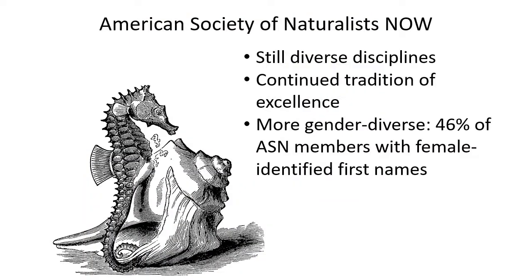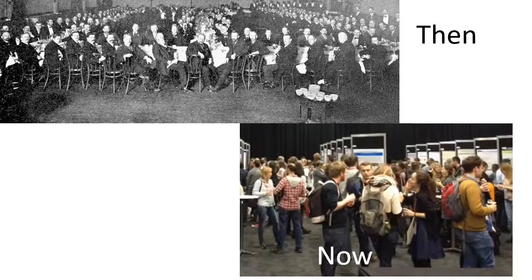And if we look at the American Society of Naturalists now, we still include a lot of diverse disciplines in our membership and our publications, a continued tradition of excellence, and we're much more gender diverse. We don't have demographics, but we're in the process of getting demographics for our society. But just from looking at first names, we estimate approximately half of our membership are women now. So these are our meetings now, and that's really awesome.